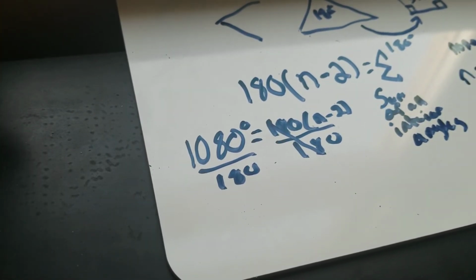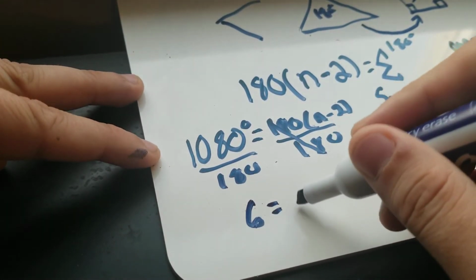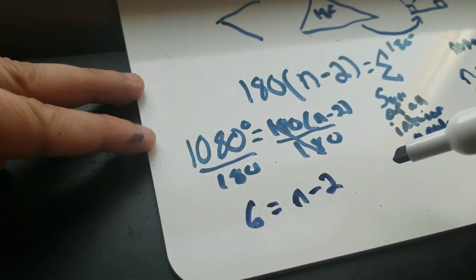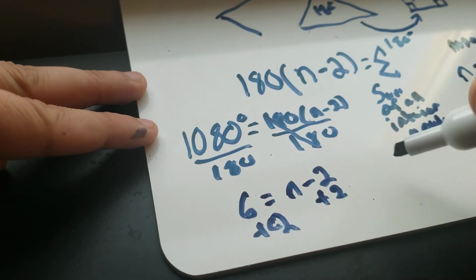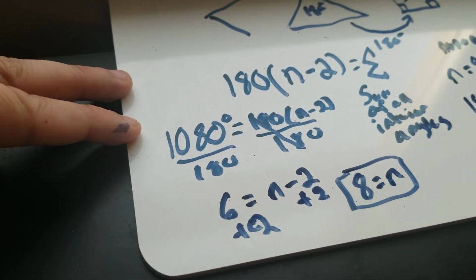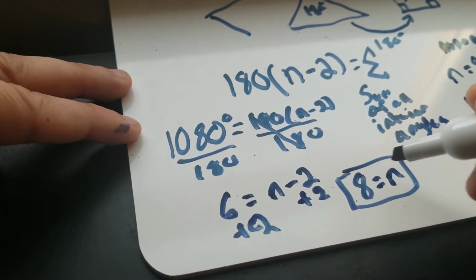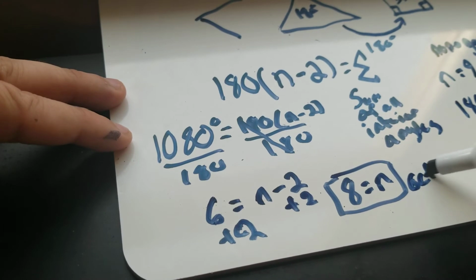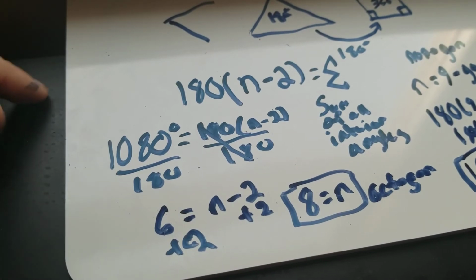So 1080 divided by 180 ends up being 6 equals n minus 2. So then I'm just going to add 2 on both sides. So I have 8 equals n. So n is 8. This is an 8-sided shape, or you could call it an octagon. Okay? So it's an 8-sided shape, or an octagon.